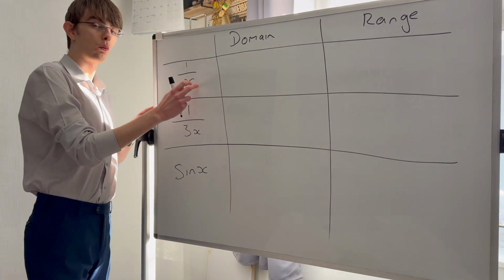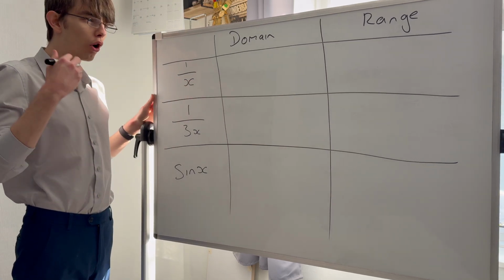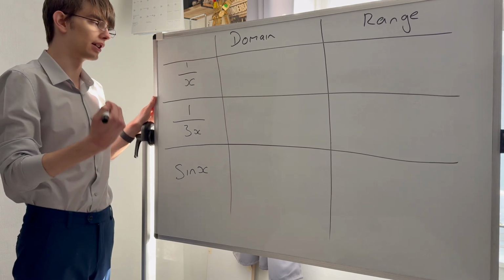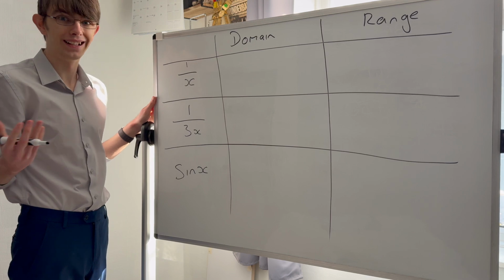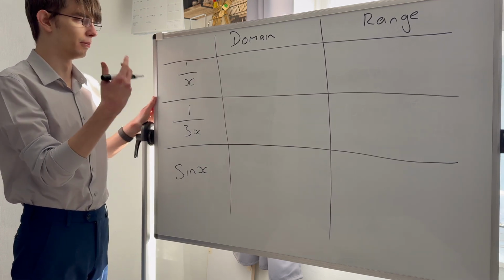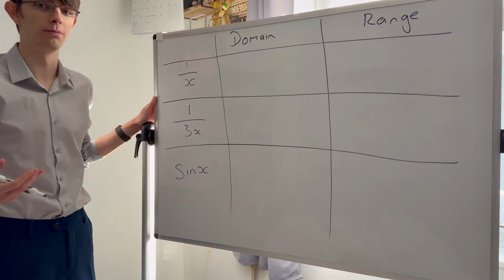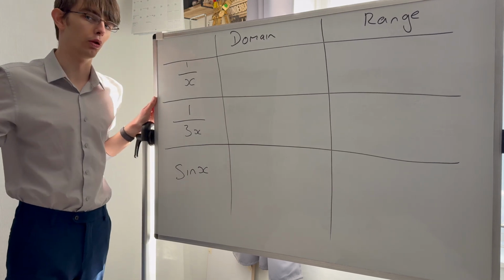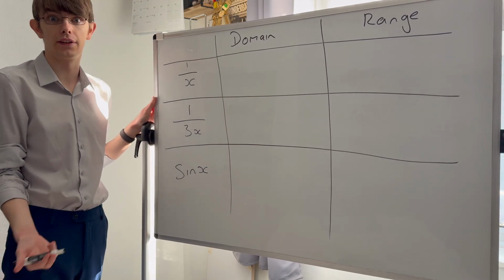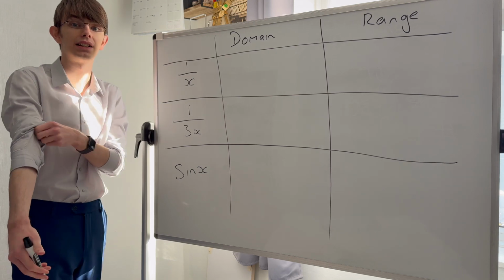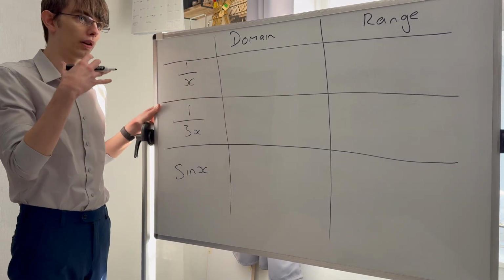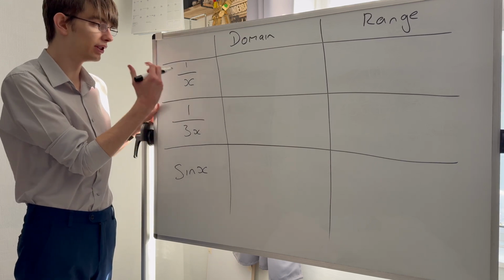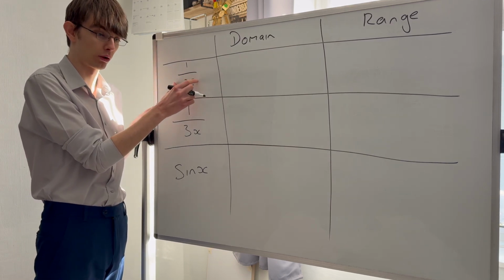So starting with 1 over x. What are all possible values I can put into this function? Well, you might be saying, well, I can put anything into this function, right? I can put 1 over 4 or 1 over 1,032,000. I can put 1 over a quarter. I can put anything in here. And whilst technically you're right, in this case, there is one number or one value that we cannot put into this and expect a result.